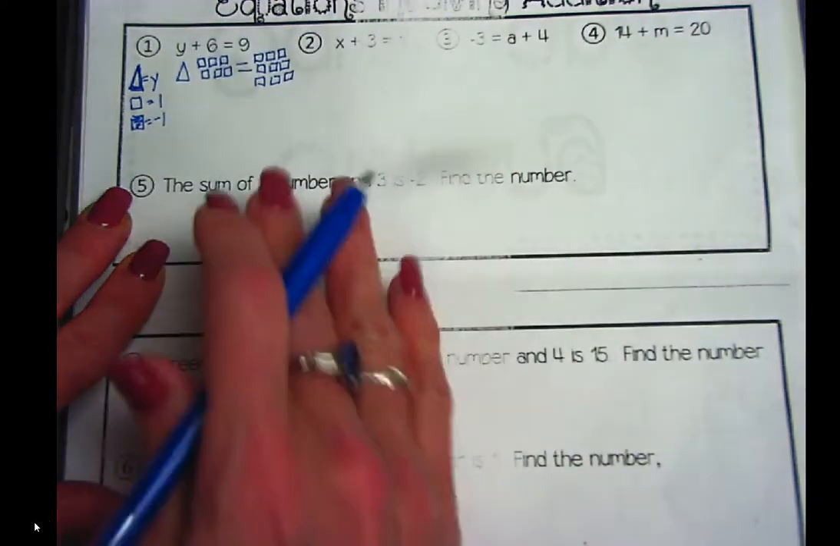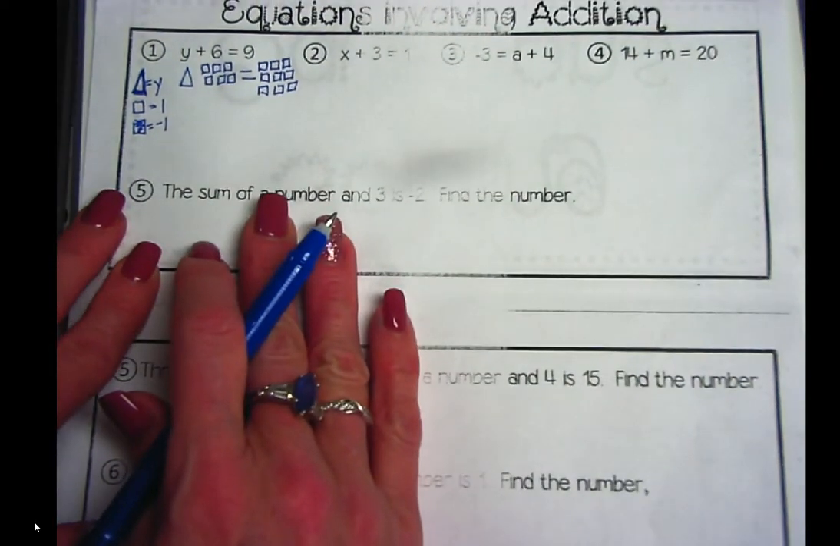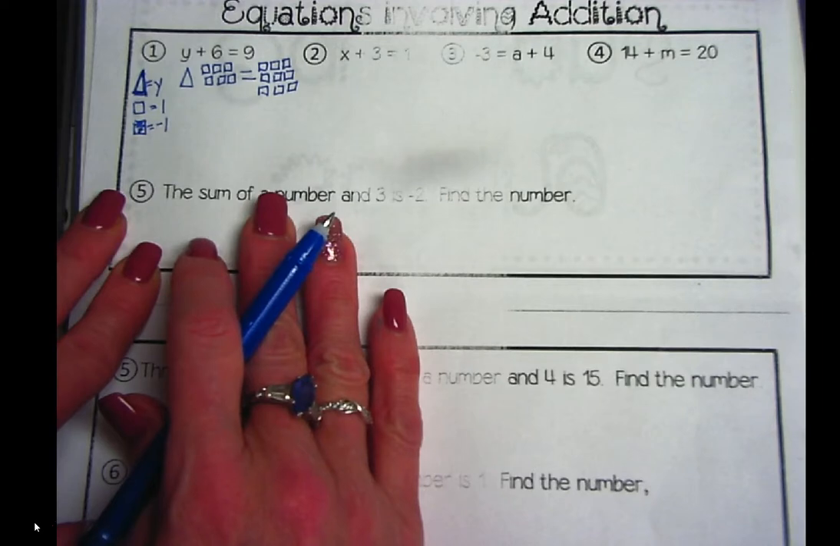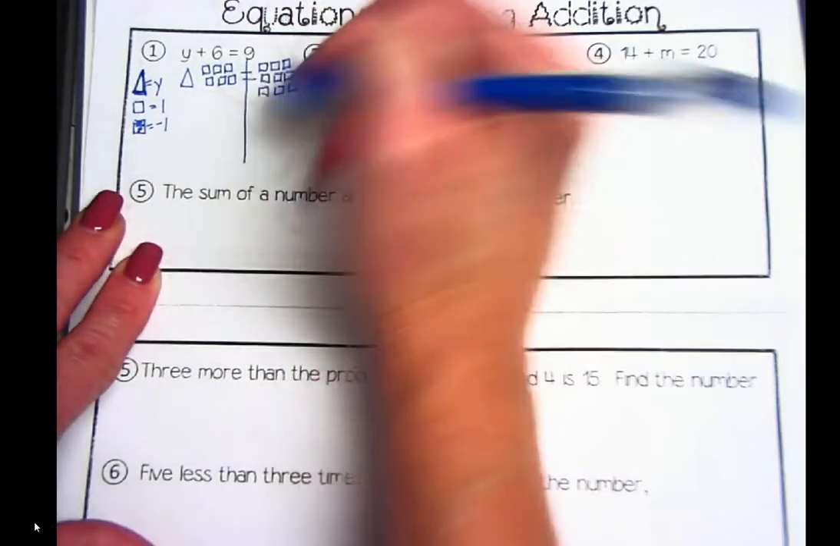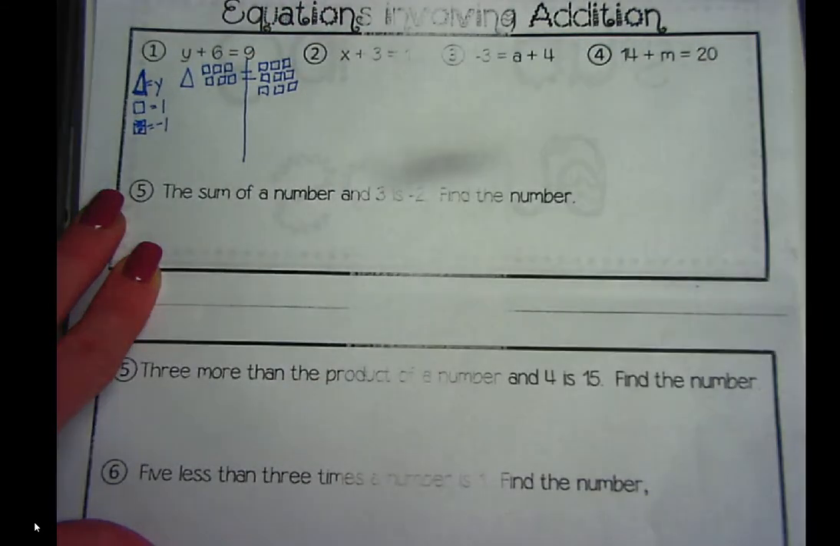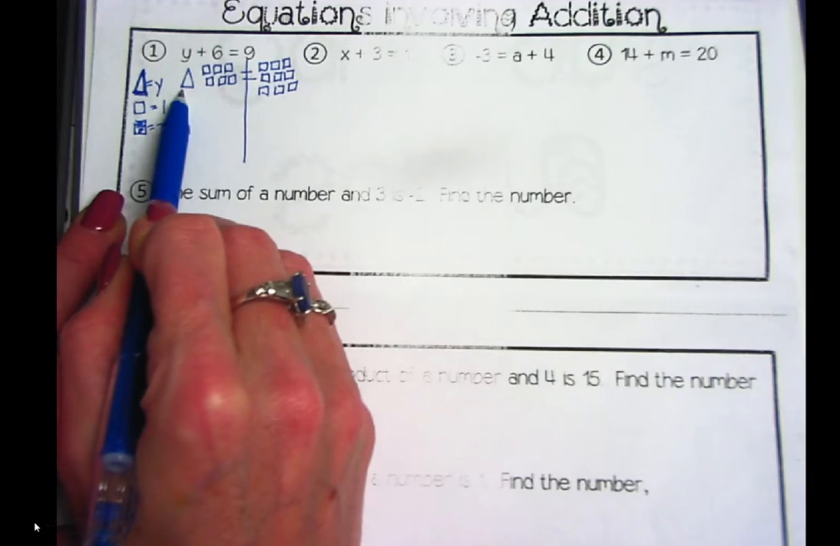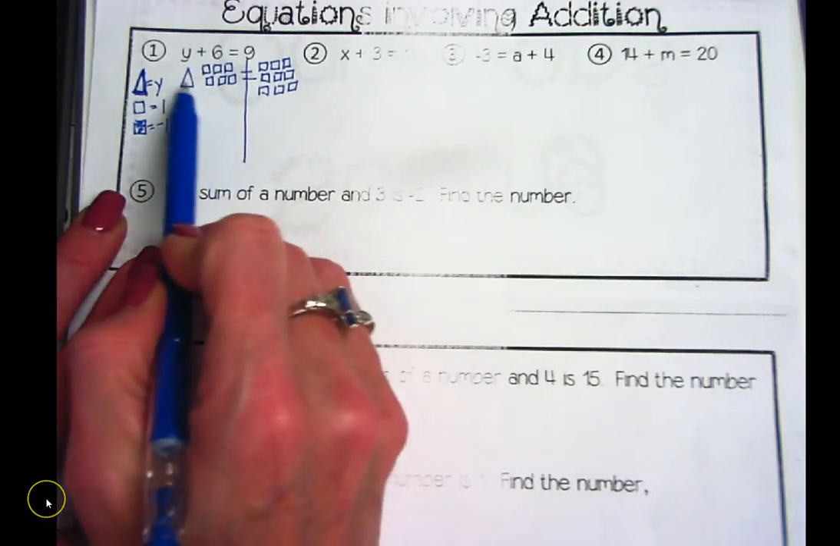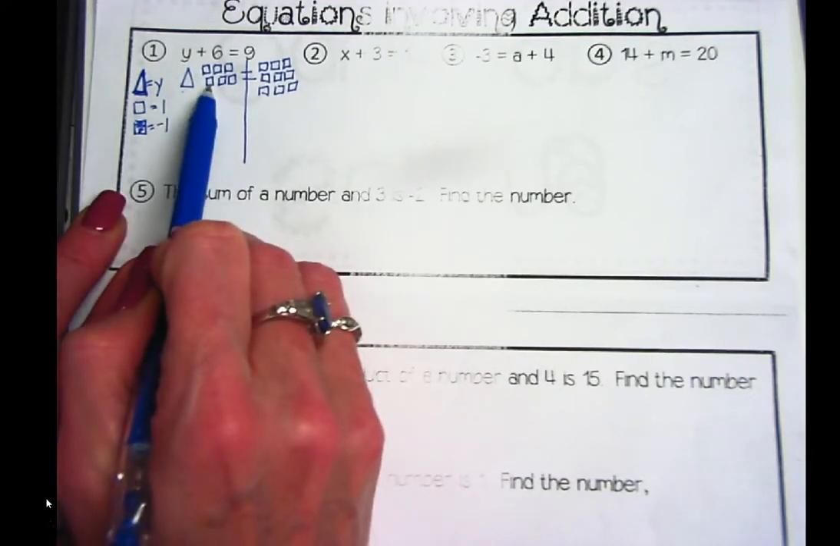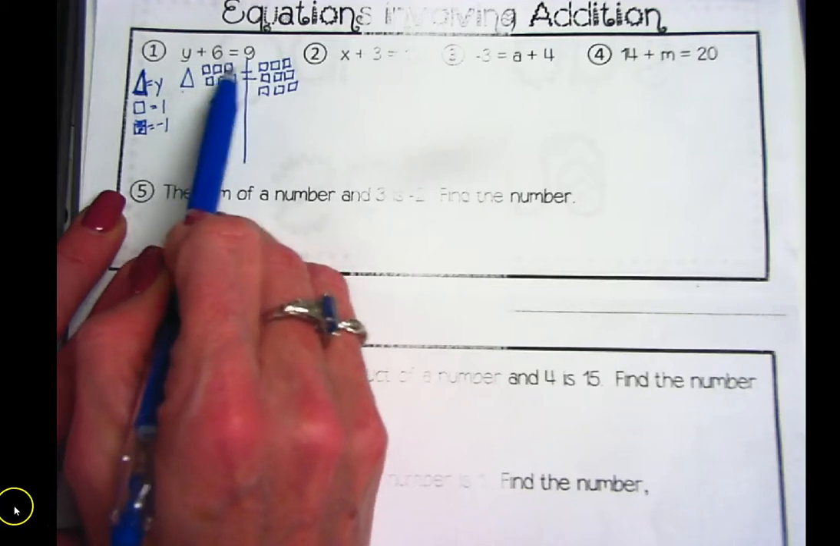Okay, and now we're going to talk about what we want to do when we solve an equation. When we solve an equation, one thing to do is put a line. But what we're trying to do is to isolate the variable. The variable in this case is the triangle. We're trying to get the triangle by itself to find the value of y. So what I would do here is I would get rid of these 6 positives.